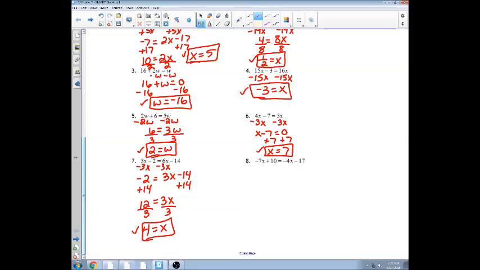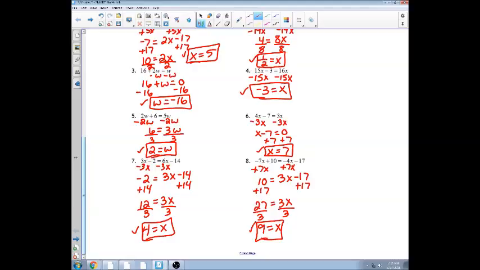Number 8, I want to make my variable positive, so let's think about which one I need to move over. If I add the 4x to the negative 7x, my variable is going to stay negative. So what I would want to do is add the 7x to my negative 4x. That would leave me with 10 is equal to 3x minus 17. Go ahead and add the 17s. That gives me 27 is equal to 3x. Divide by 3, divide by 3. 9 would equal x. I have checked that earlier, and that one is good as well.